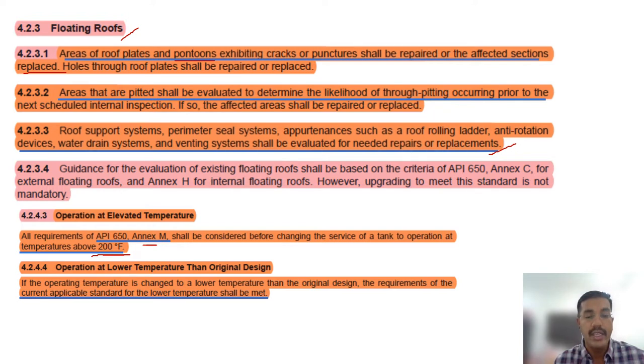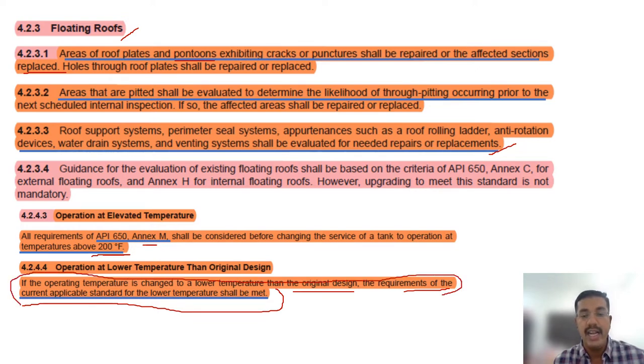Operation at lower temperature than original design. If the operating temperature is changed to a lower temperature than the original design, let's say as per API 650 when the tank was constructed, whatever the original design temperature was, in reality during operation it is less. So what do we have to do? The requirement of the current applicable standard for the lower temperature shall be met. So re-evaluation of the design should be done, and it should be checked that it is meeting the requirements. If it is not, then we have to do some alteration to the tank.